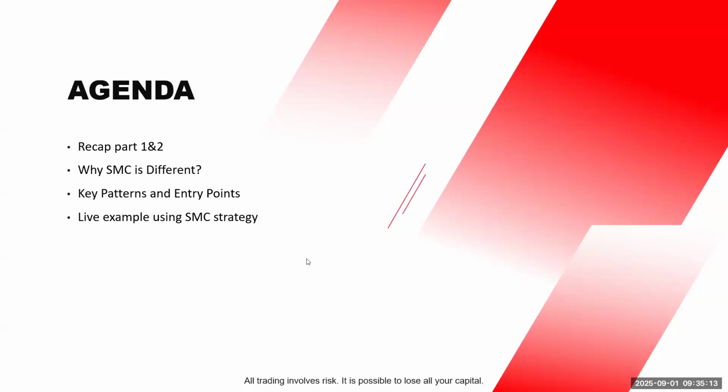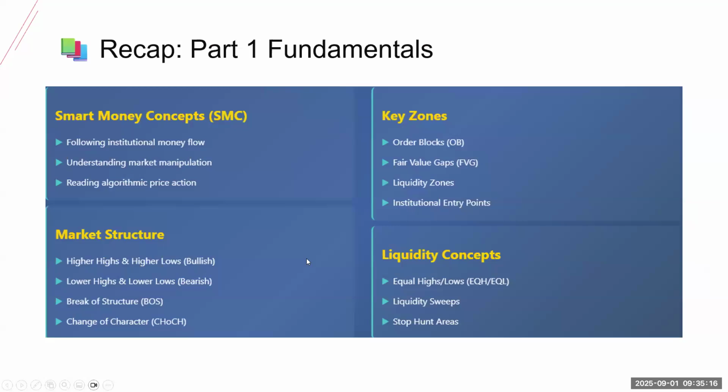Okay, so we're going to recap part one, the fundamentals. Remember that SMC means we follow the institutional money flow. We want to trade with the big boys, right? You need to understand market manipulation. SMC also reads algorithmic price action. That's why you need to wait for price to come to the zone. Whenever you see the price action we use for confirmation, then you buy or sell.